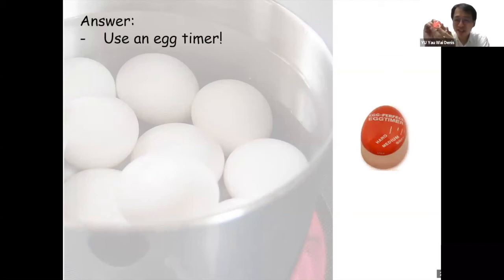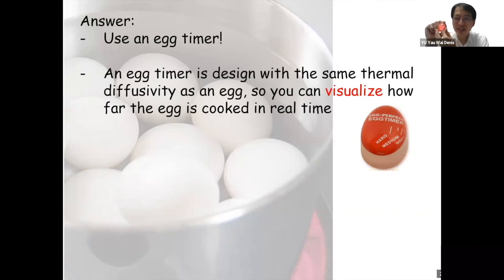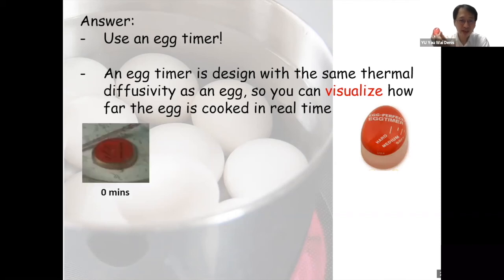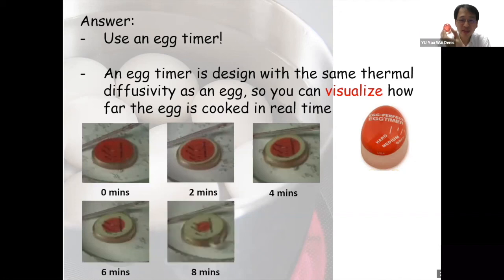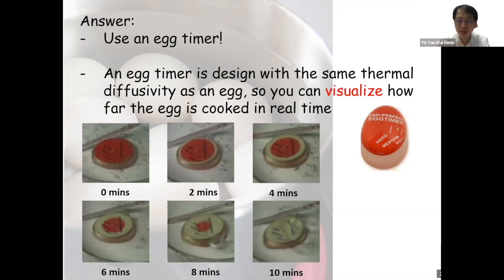So the egg timer is actually designed such that it has the same thermal diffusivity as an egg. So when you're boiling, you will see that the indicator inside will change color. So I've shown you in here, down here. If you have the egg timer inside boiling water, this is for 0 minutes. It's all red. When you cook it some more, 2 minutes, 4 minutes, 6 minutes, 8 minutes, 10 minutes, you can see how the color changes, and it also tells you how much your egg is being cooked.